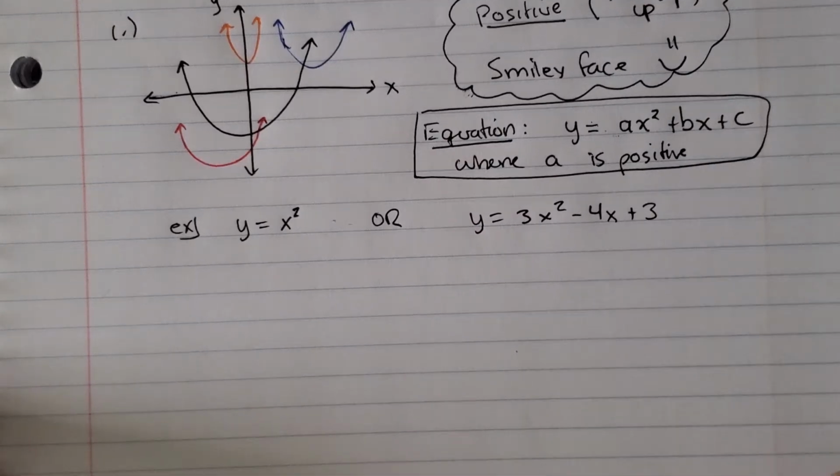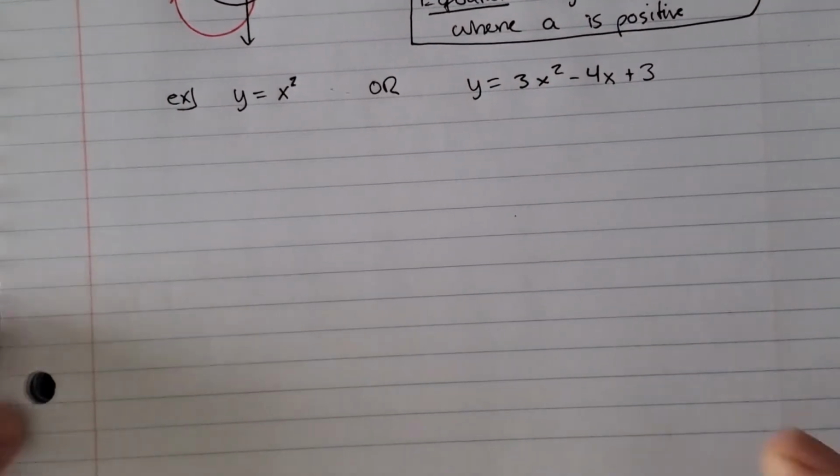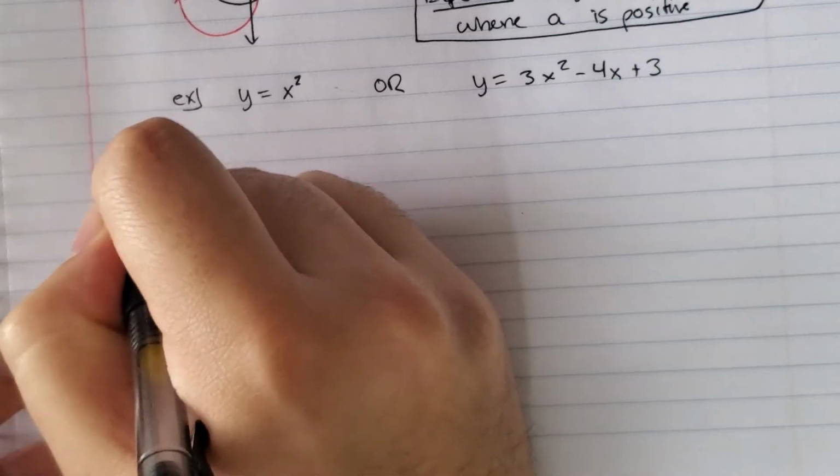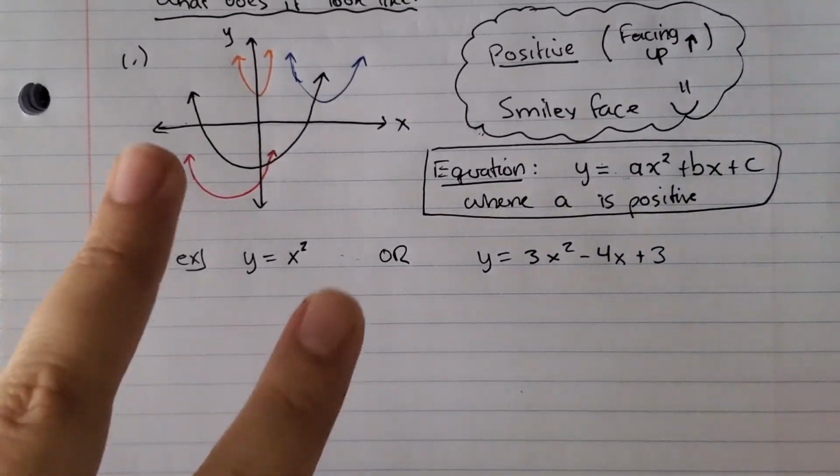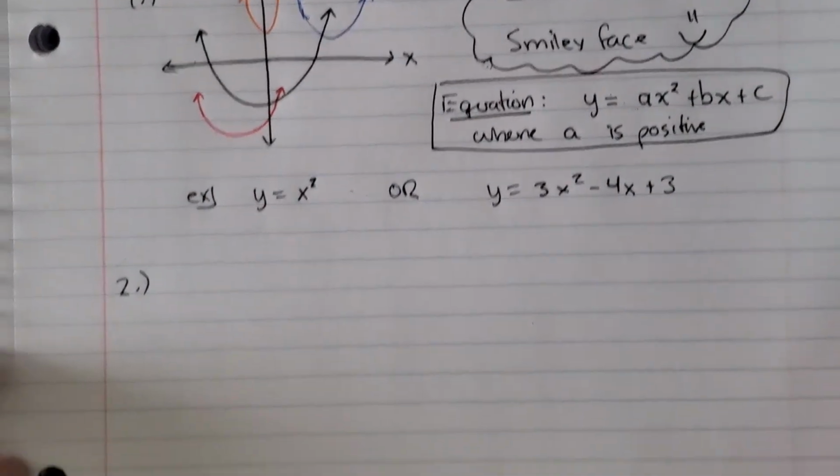All right, now let me go ahead and scoot down and let's talk about the second scenario. So we have a parabola, which is this U shape. Now it's positive because it's pointing up in both directions. Now let's talk about the other one.